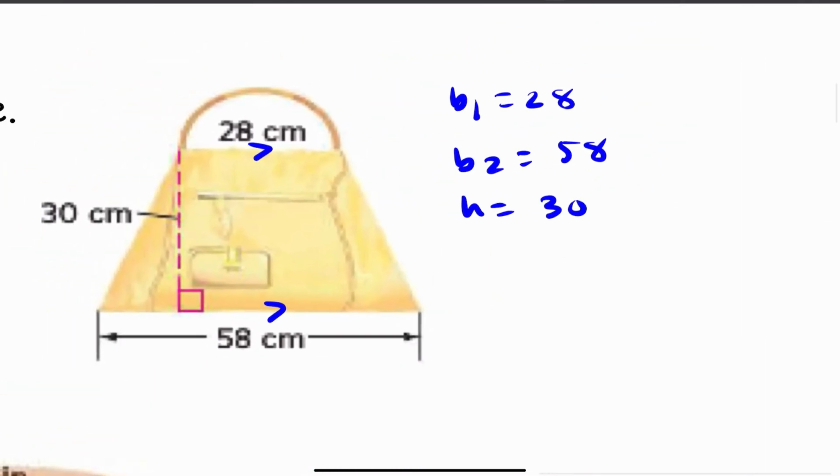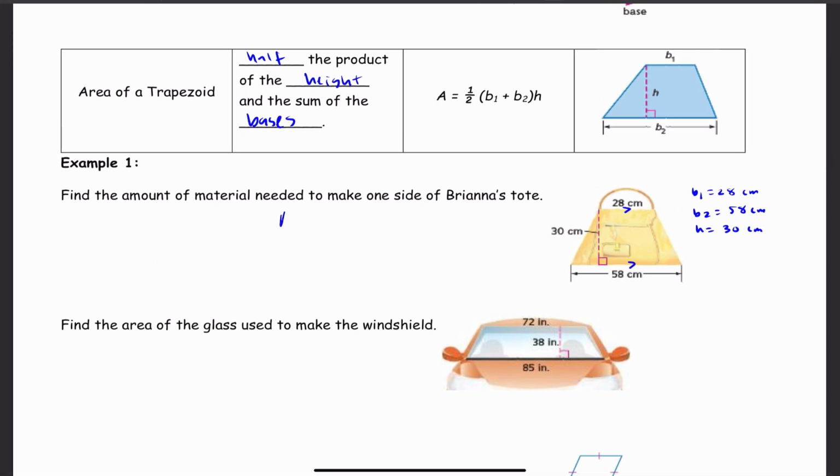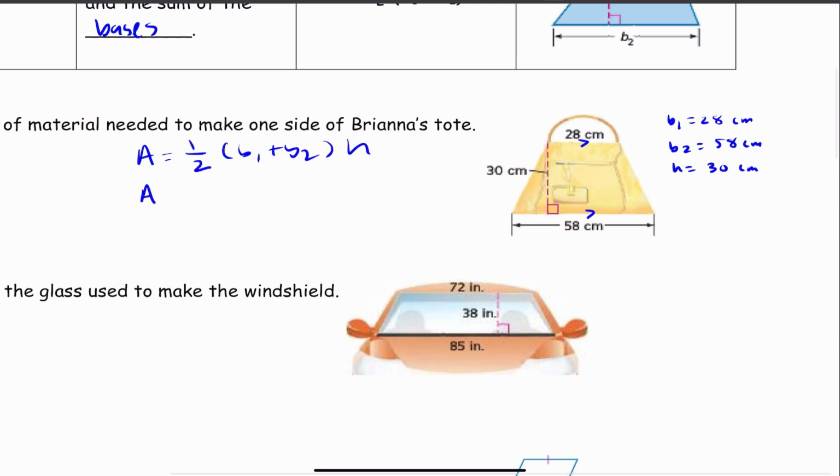Now all of these sides here are one-dimensional, so I'm just going to write centimeters. Using my formula, A equals 1/2 times B1 plus B2 times the height, and plug everything in. So A equals 1/2 times 28 plus 58 times the height, which is 30. Then your area should be 1,290 centimeters squared. And we have to square this, since we are in area land, centimeters needs to be squared.